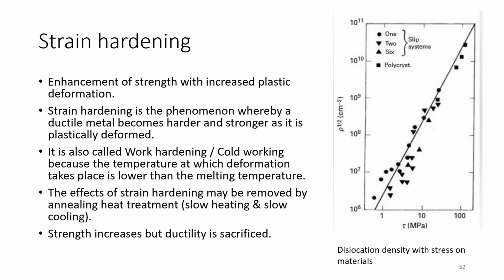The effects of strain hardening may be removed by annealing heat treatment, such as slow heating and slow cooling, and strength increases but ductility is sacrificed. Here you can see as the dislocation amount increases, the required stress also increases. So dislocation density rises with stress on the material, and as you keep on deforming your material, there will be more formation of dislocation forest.